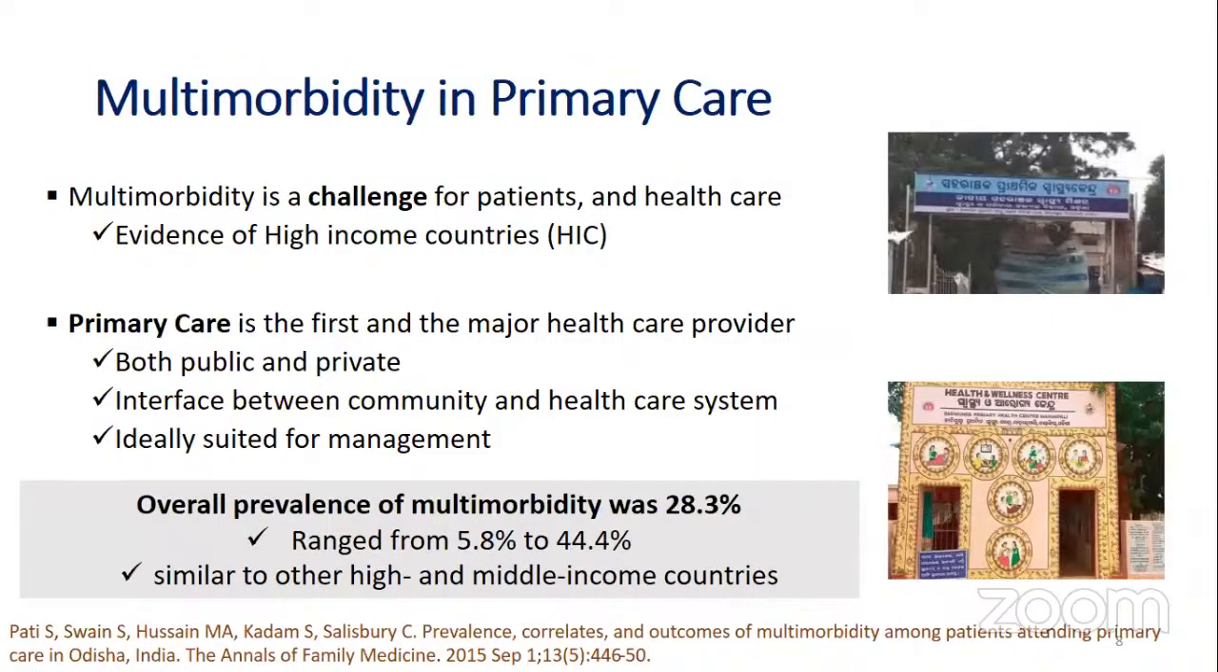So now let us talk about multimorbidity in primary care. This was one of the major gaps identified by Pati et al. through their systematic review in India. And then they carried out this study, which was published in 2015. And this was the first ever study on multimorbidity in primary care in India.